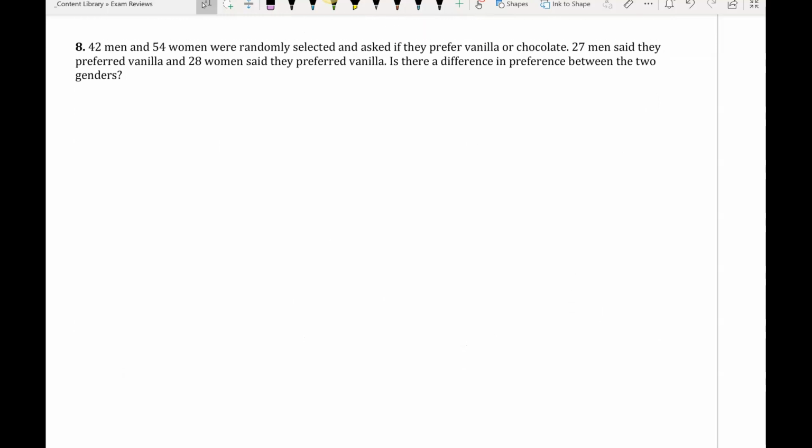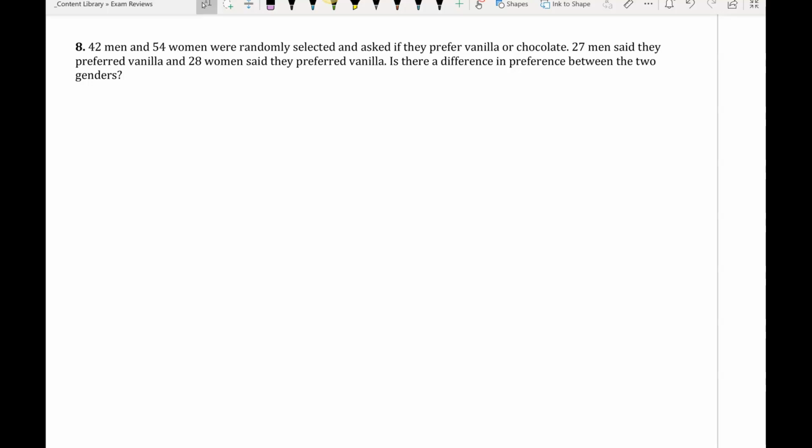Number 8: 42 men and 54 women were randomly selected and asked if they prefer vanilla or chocolate. 27 men said they preferred vanilla, and 28 women said they preferred vanilla. Is there a difference in preference between the two genders? Okay, this one is a little bit trickier, all right, but not too much.